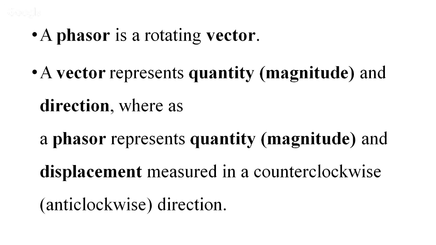In a vector diagram, we have the quantity and the direction. In a phasor diagram, we have quantity and displacement. That is, an angle representation is shown there.